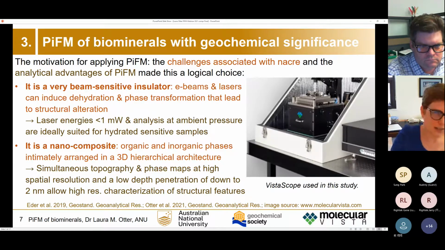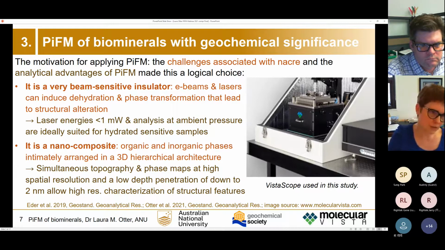So, but now, why did I want to try using PFM to study biominerals? This has mainly two reasons. Nacre is a very beam-sensitive insulator, and this causes problems with E-beam techniques and lasers because they can induce dehydration and phase transformation that lead to structural alteration, which we actually want to avoid.